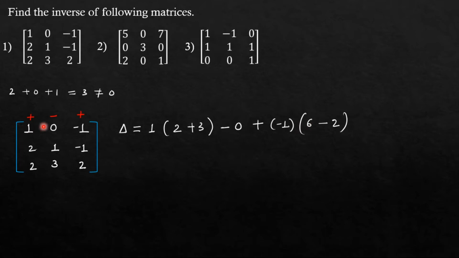How? I will neglect this row and this column. 3 2s are 6, minus 2 into 1, minus 2. Solve this. 3 plus 2, 5. 6 minus 2, 4. 4 into minus 1, minus 4. 5 minus 4 is equal to 1. Hence the determinant is 1, which is not 0. Hence the inverse exists for this matrix.